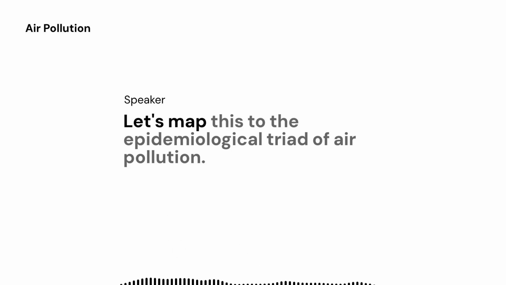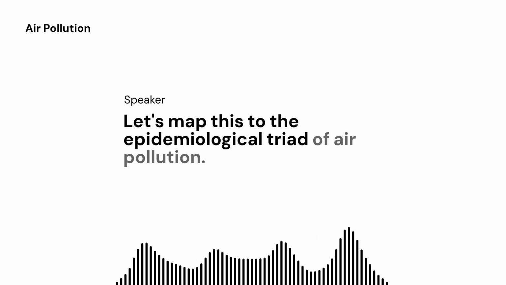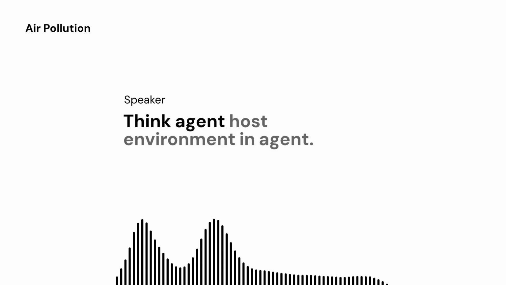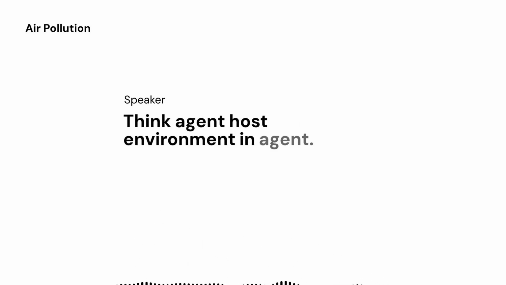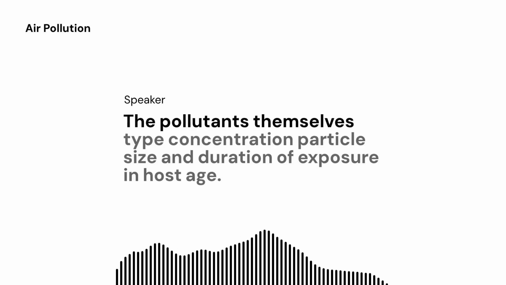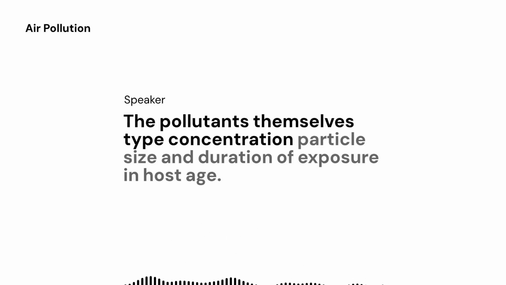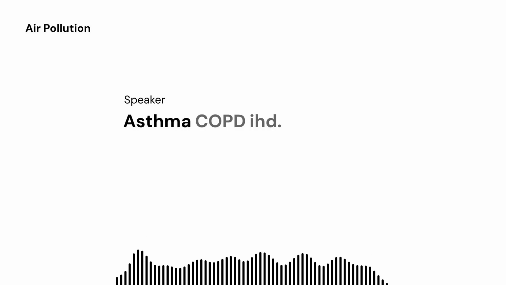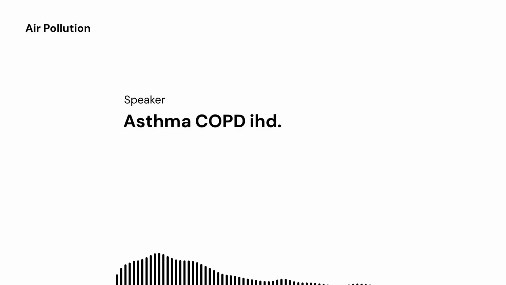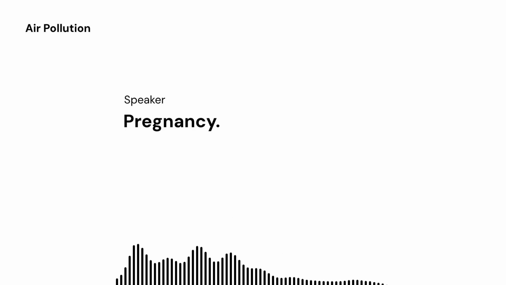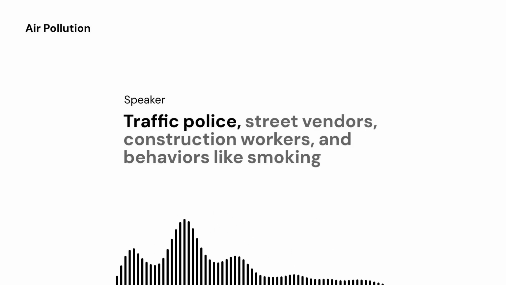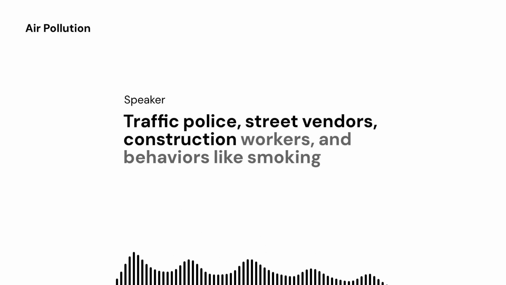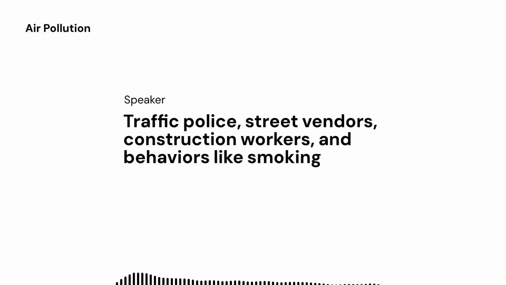Great. Let's map this to the epidemiological triad of air pollution. Think agent, host, environment. In agent, the pollutants themselves: type, concentration, particle size, and duration of exposure. In host, age, children and the elderly are more vulnerable. Pre-existing disease, asthma, COPD, IHD, nutritional status, pregnancy, occupation, traffic police, street vendors, construction workers, and behaviors like smoking that add baseline airway inflammation.